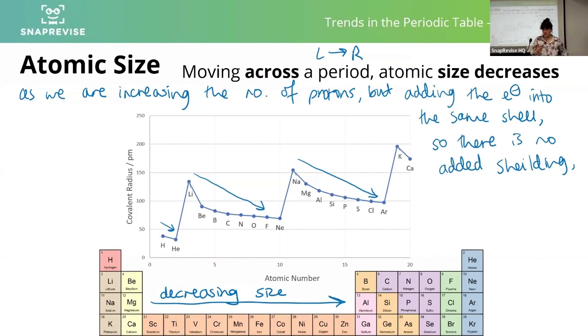If there's no added shielding, but we've added a proton, the electrons are pulled in tighter. Electrons are held in tighter, but you can also say there's a greater attraction between the protons and the outer electrons. Hence, the atom is smaller.